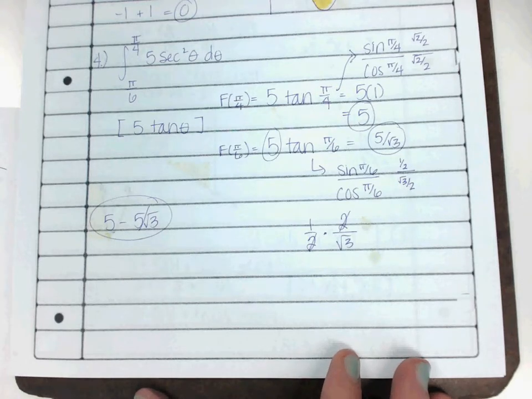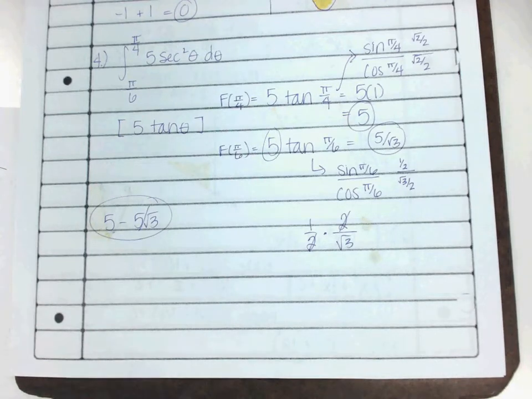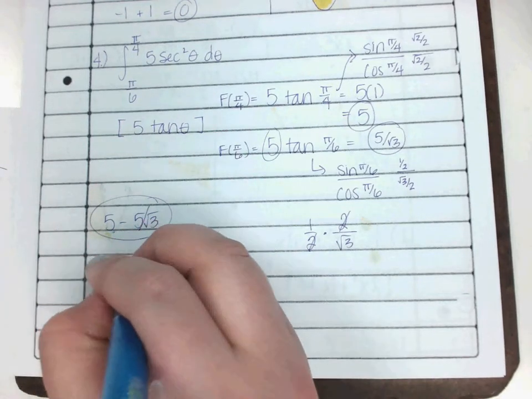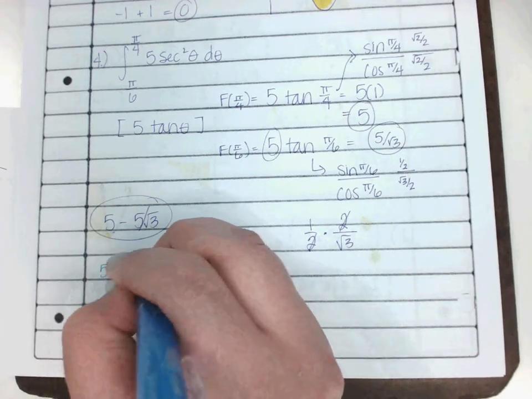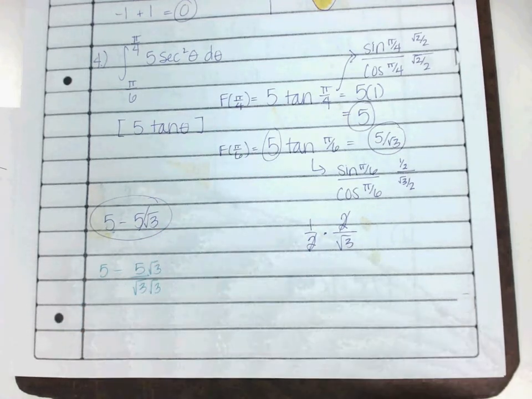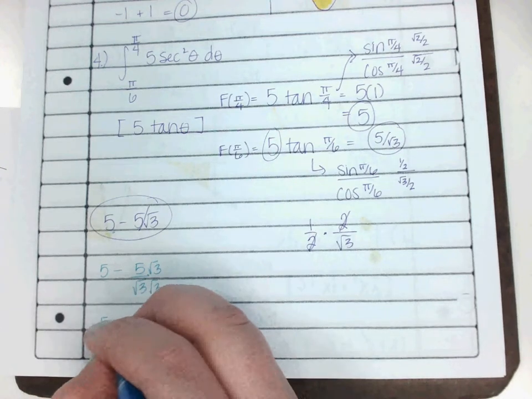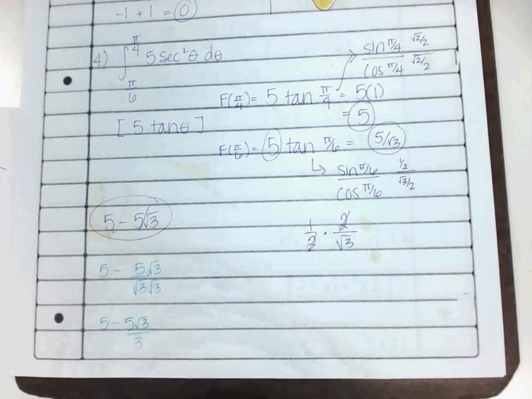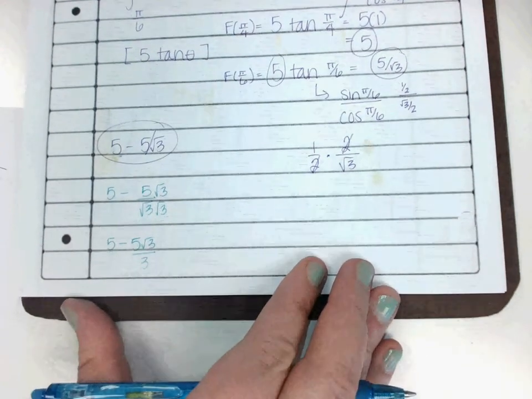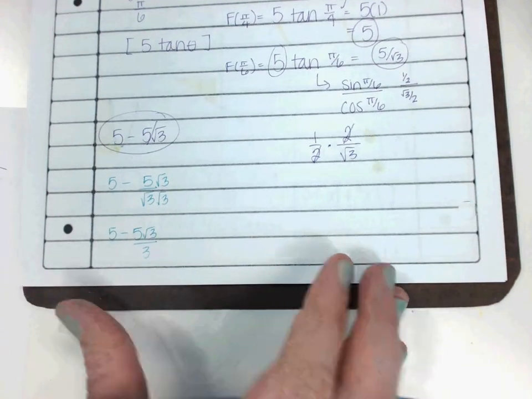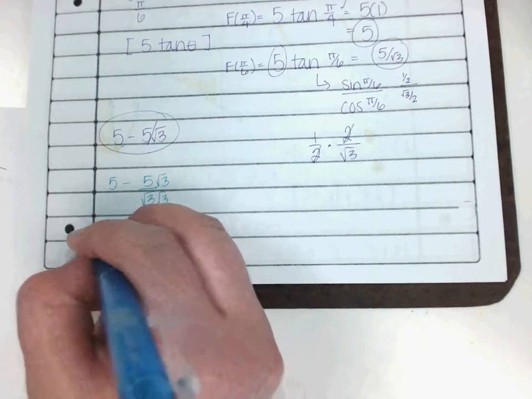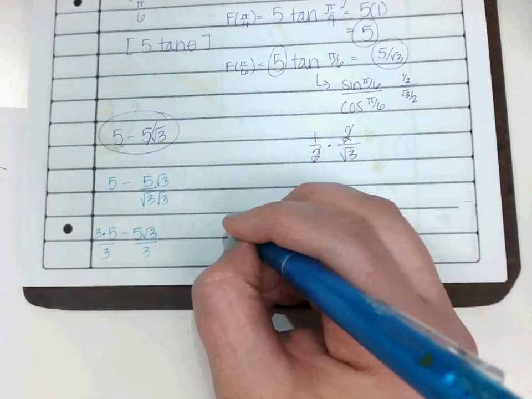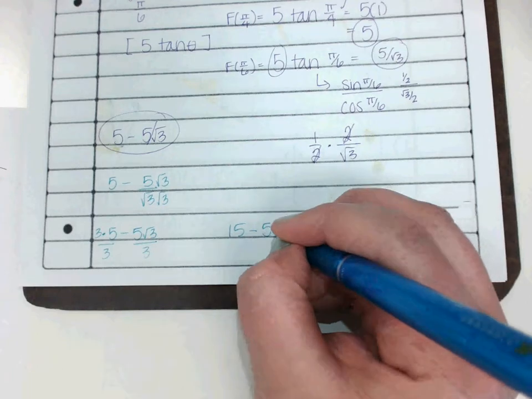I'm really used to simplifying all the way. You totally can. If you wanted to do that, it's a worthwhile skill to review. You'd multiply by root 3 top and bottom, and then you'd have 5 minus 5 root 3 over 3. If you're going to do that, you might as well get a common denominator: times 3, top and bottom. So it's 15 minus 5 root 3 over 3.